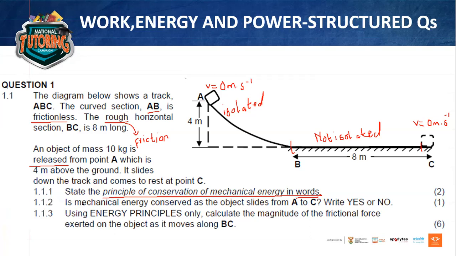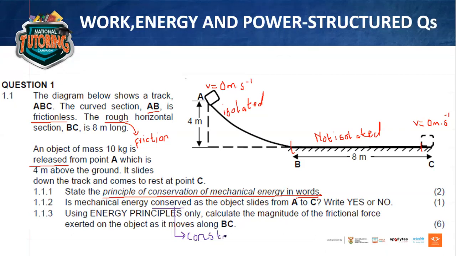they're telling us, is mechanical energy conserved as the object slides from A to C? Right? Yes or no? Remember, if they're asking me if mechanical energy is conserved, they're asking me if mechanical energy remains constant.